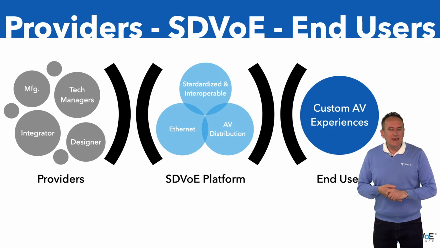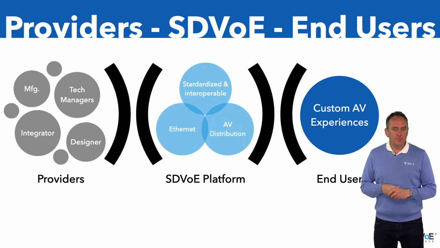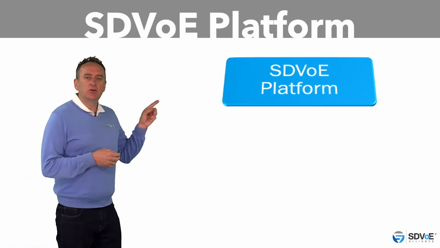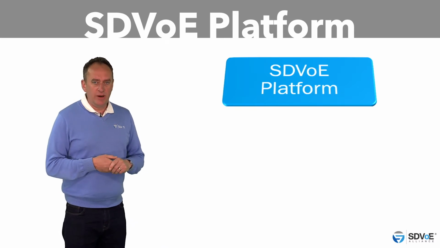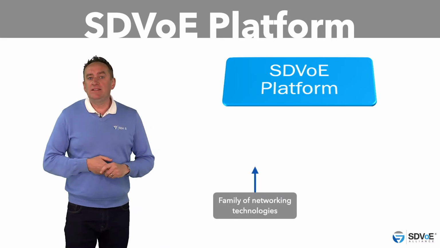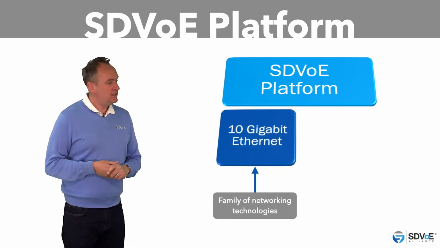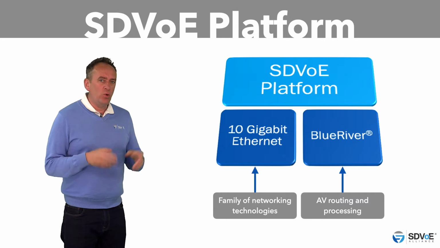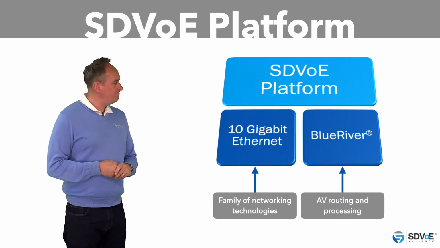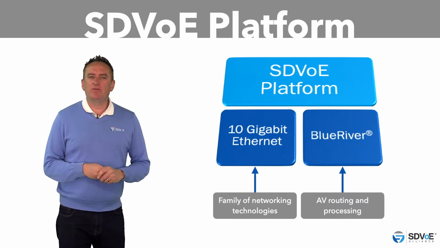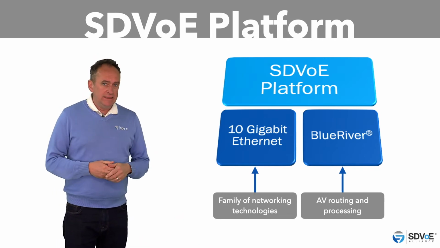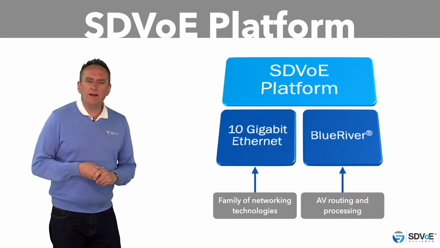So what exactly is the SDVoE platform? To best answer this, think of SDVoE sitting on top of two key technology components: a family of networking technologies known as 10 gig Ethernet, and another technology component called Blue River, which takes care of all the AV routing and processing. Now, thanks to Ethernet being around for over 40 years, we already have a pretty clear understanding of what it does. But what is Blue River?